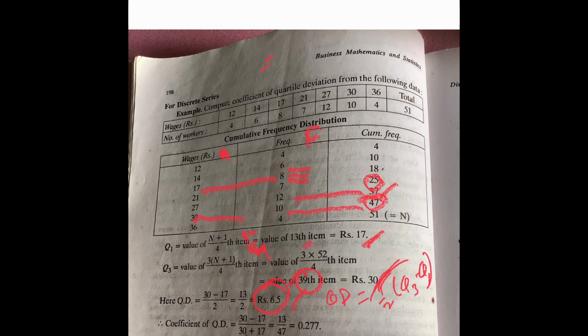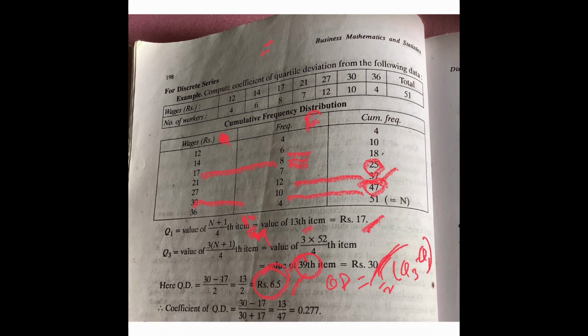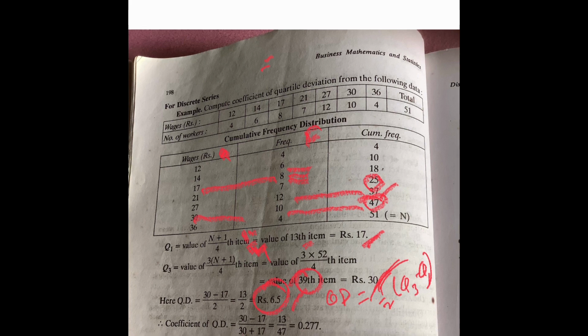Coefficient of quartile division is now Q3 minus Q1 divided by Q3 plus Q1. Q3 is 30 minus Q1 is 17, divided by Q3 is 30 plus Q1 is 17. If you calculate this, it will be 0.277. Okay, so this is how you are going to find quartile division.